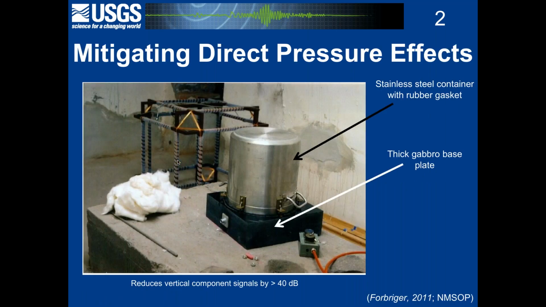So what do we do to mitigate that? Well, to mitigate the effect of the direct pressure response on the floating mass, and the thermal change, we try to hermetically seal the seismometer. This is an example where we've actually just taken a stainless steel cooking pot with a rubber gasket on the bottom and bolted the cooking pot to a thick gabbro base plate. The thick gabbro base plate is a very stiff, rigid material that we don't expect to deform very much under changes in pressure. This kind of setup has been shown to reduce vertical component signals attributed to pressure changes by above 40 dB.